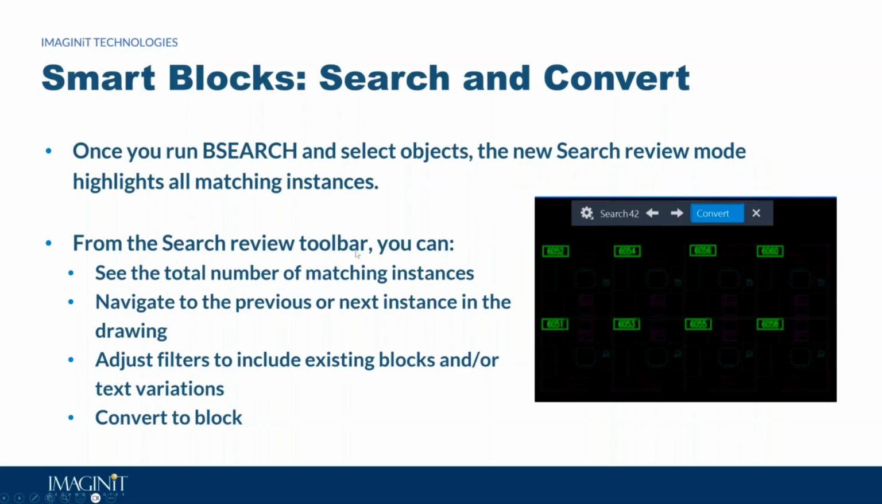And then from the Search toolbar, you can see the total number, 42. You can navigate to the previous or the next instance in the drawing. You can adjust filters to include existing blocks and/or text variations, and you can convert these to a block.